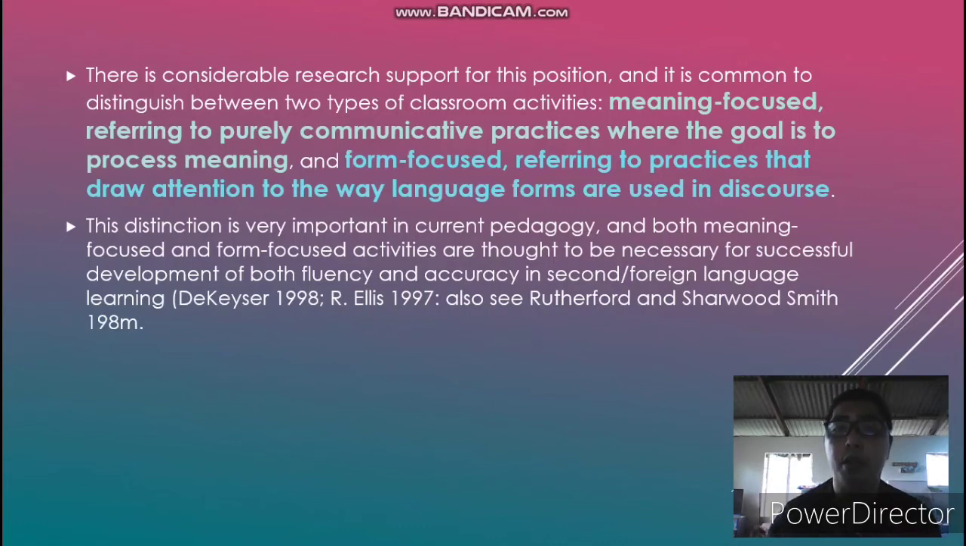And form-focused, referring to practices that draw attention to the way language forms are used. This, on the other hand, has something to do with the correctness of how students make use of language. This distinction is very important in current pedagogy, and both meaning-focused and form-focused activities are thought to be necessary for successful development of both fluency and accuracy. Take note, there is a need for us to come up with classrooms which are at times form-focused and at times meaning-focused, so that we would be able to develop among our students the fluency and accuracy.